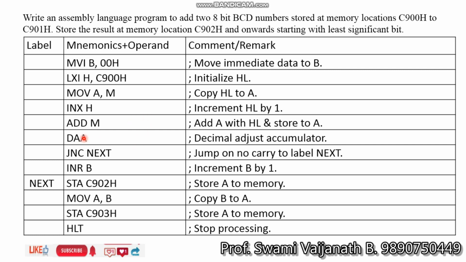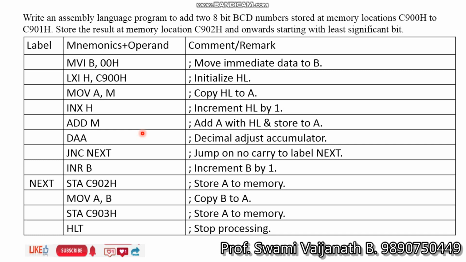Then the most important thing, DAA is given here, because you are asked for addition of two BCD numbers. Keep in mind, whenever in programming the words BCD or decimal are present, then you write a DAA instruction. You require the DAA instruction because DAA means decimal adjust accumulator. Generally it is used for addition of BCD or decimal numbers.